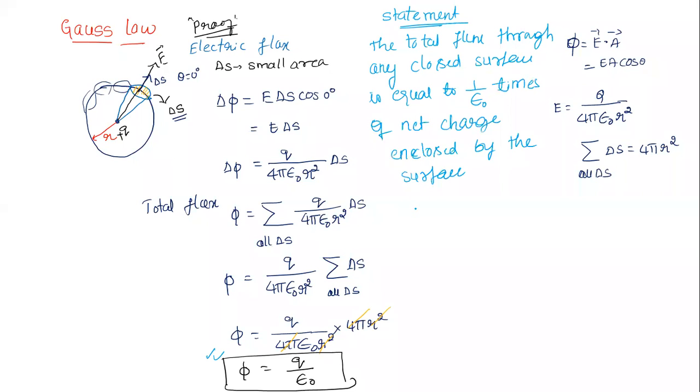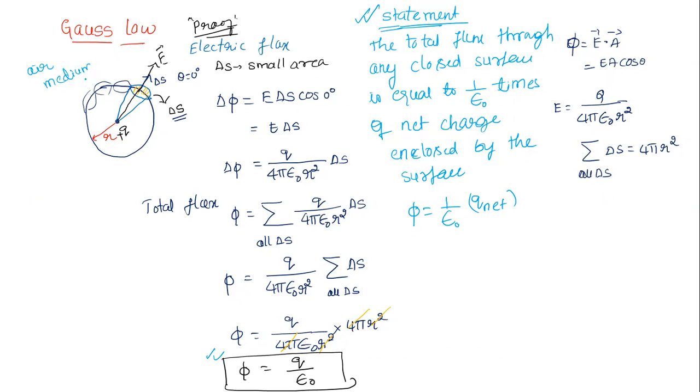So I can write this as flux phi equal to 1 by epsilon naught times Q, the net charge. This is what we call the statement of Gauss law, and it's a proof of Gauss law. So this is clear to all of you. This Gauss law helps us find the electric field due to continuous charge distribution wherever the symmetry permits. Of course, we are taking it for air medium.